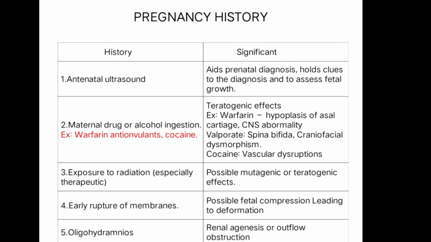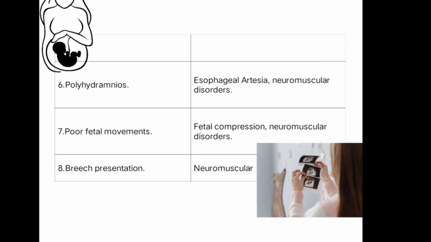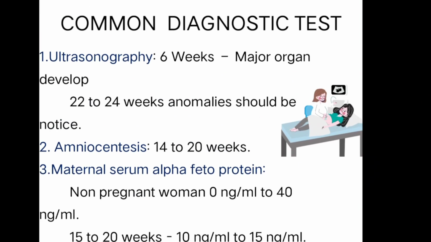We will see that she has not been exposed to any radiation, that she is not taking any over the counter medications, and that she is not consuming any drugs or alcohol. Next, if she has polyhydramnios, there is a chance of the baby having esophageal atresia. These are some of the history we collect from the mothers.